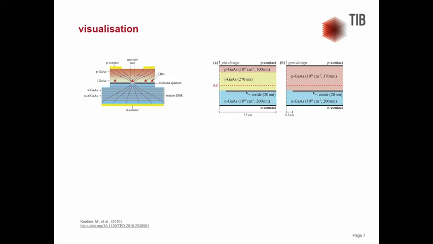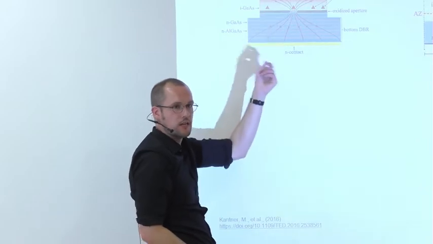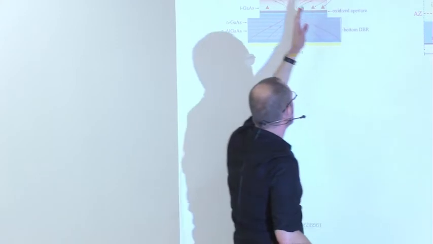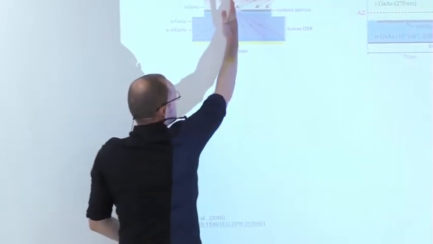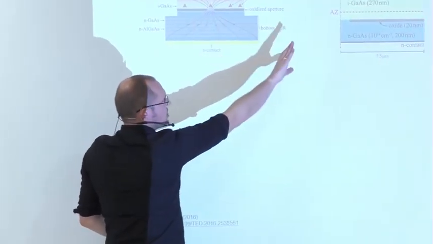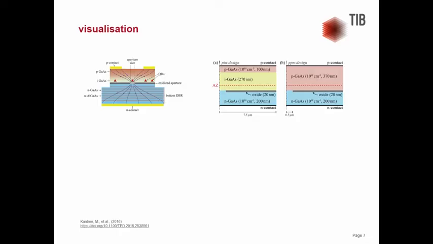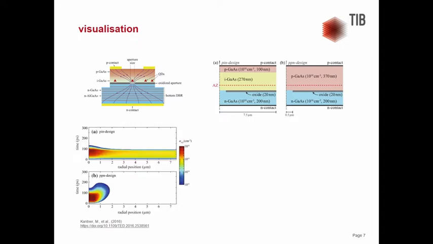You have this area in the middle with a hole in there, and they want to build quantum dots there, or ingest quantum dots there. So here you have the two designs, and because of its symmetry, they cut it in half, and you just see the one side. And now they showed their results in this way.